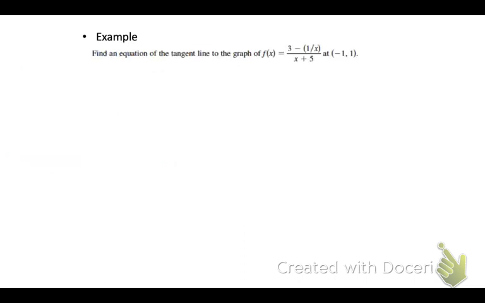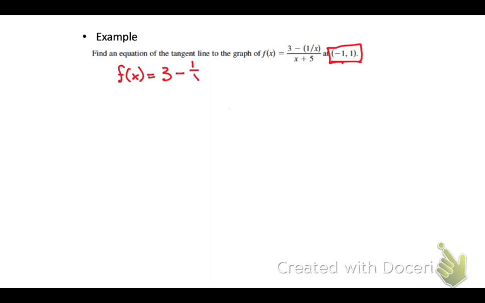Okay, so now I want the equation of the tangent line at negative 1, 1. So this does not come into play until I'm done, correct? Okay, so we're going to write this correctly first of all. f of x equals 3 minus 1 over x. But we're not going to write it as 1 over x. We're going to write it x to the negative first.